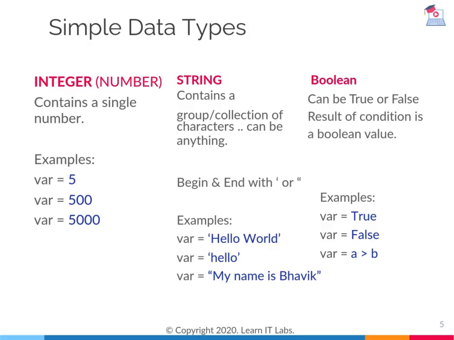Let's quickly review the three simple data types we use most often. Integer contains a single number, like var equals 500. String contains a group or collection of characters and must begin and end with quotes, such as "hello world". The Boolean is crucial because it can only be true or false. The result of any condition is a Boolean value.